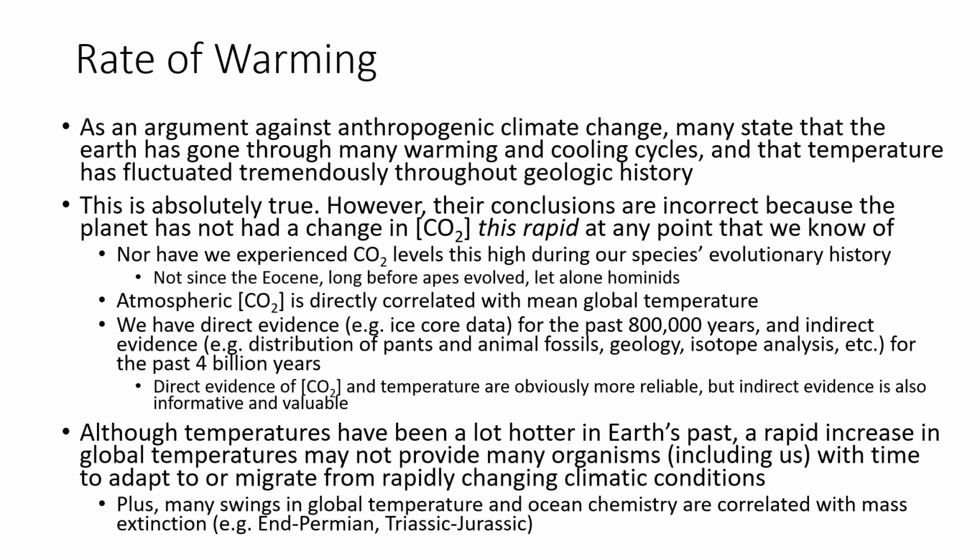But those processes tend to take quite a bit of time, from hundreds of thousands to tens of millions of years for temperatures to increase and temperatures to decrease. That allows for ranges of plants and animals to shift. That allows for organisms to adapt. Think about the range of plants shifting.